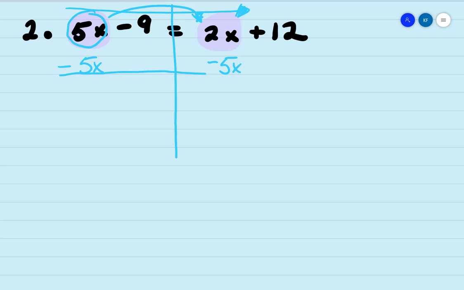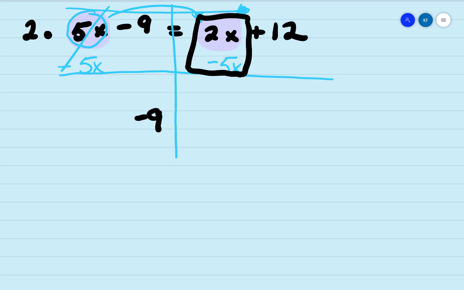Make that line a little bit better for you. Okay, so this becomes 0. And then we have -9. Okay, you've got to be careful here. Signs same or different?